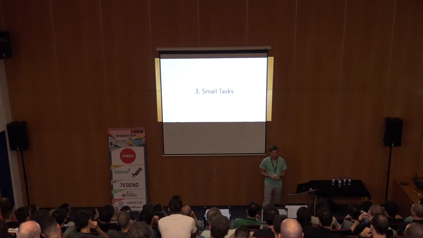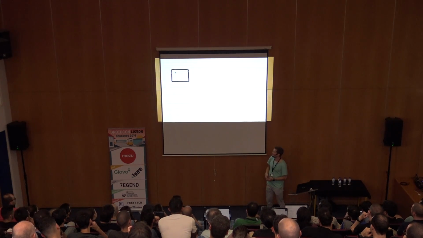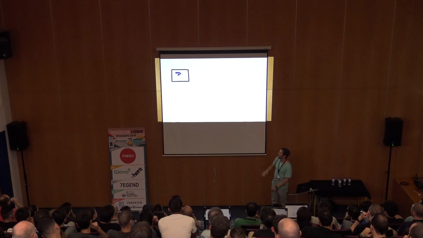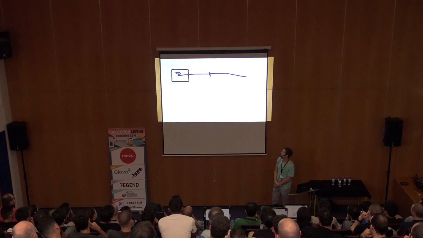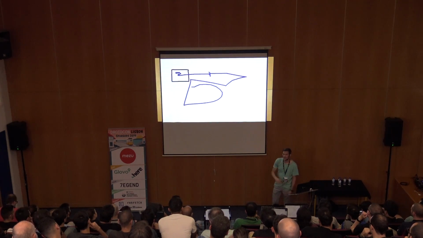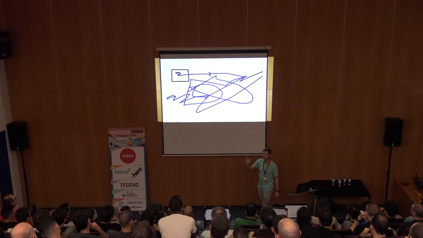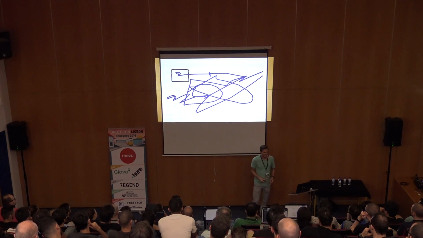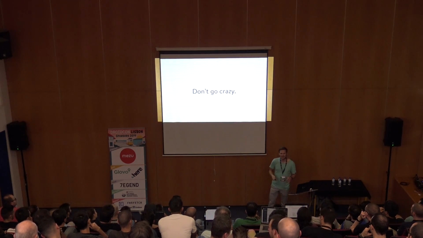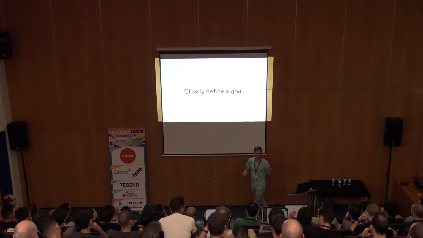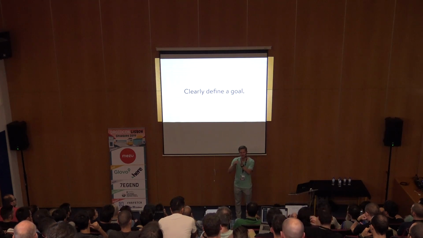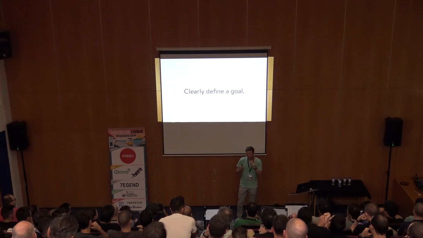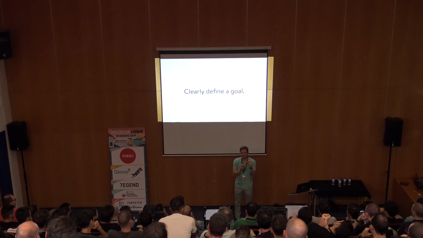Next thing is small tasks. You refactor a class, and you say, okay, I want to change this, and I want to change that, and at the end you end up with a huge mess. I've already seen this multiple times. Really don't go crazy, stay disciplined. Clearly define a goal, what you want to improve, create a small ticket, and say, I just want to extract this class.